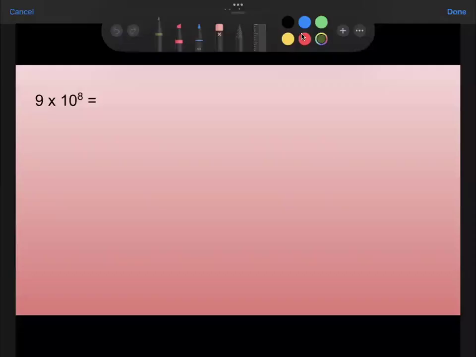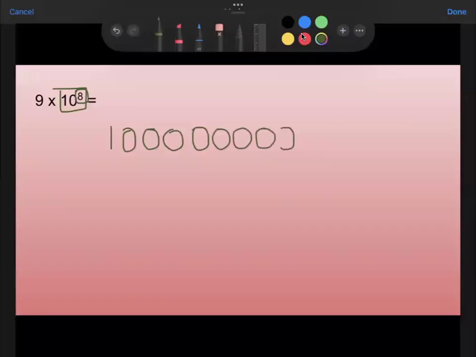Okay, here's our next one. We're going to do 9 times 10 to the 8th power. So again, we can do this two different ways. I'll show you both. The first one is where we evaluate 10 to the 8th power. And again, if you're not sure what I mean by that, check out my earlier video on evaluating powers of 10. What we do is we write the 1, and I'm going to write it a little bit over here, to give us some room. And the exponential number tells us how many zeros to add. So that'd be 1, 2, 3, 4, 5, 6, 7, 8 zeros.